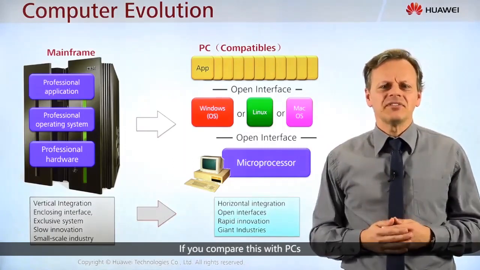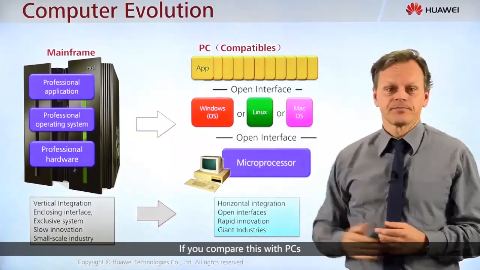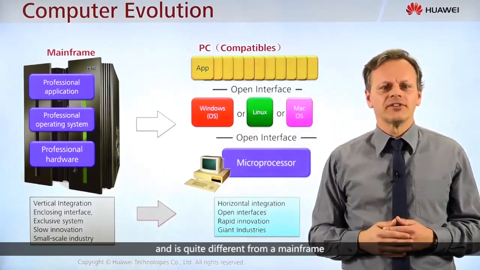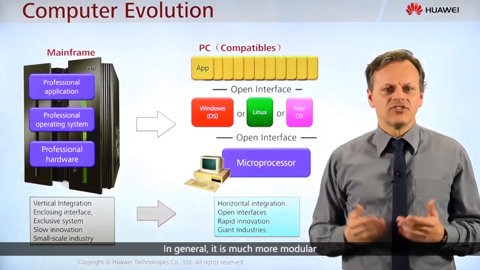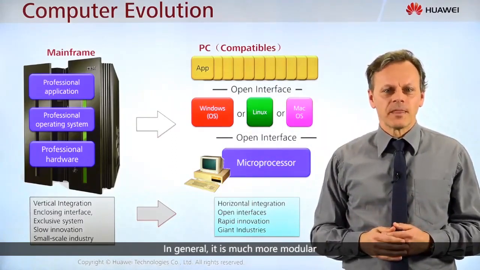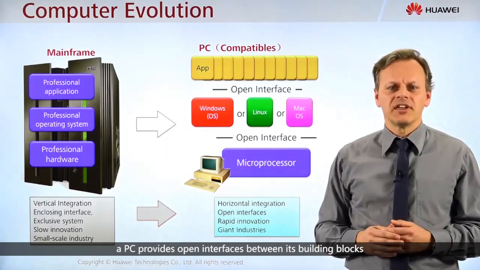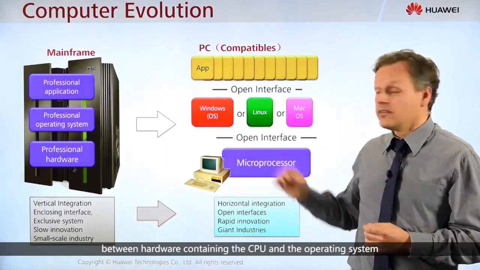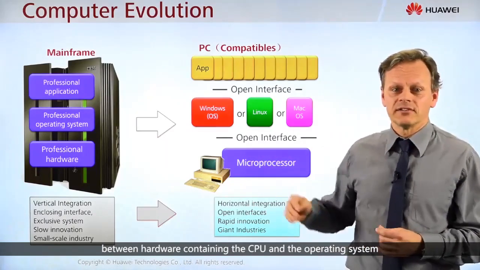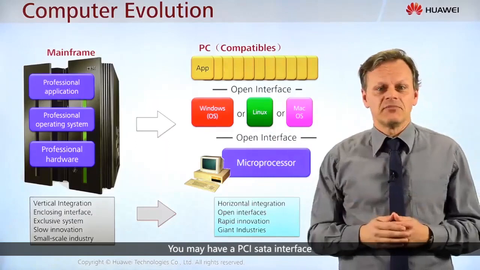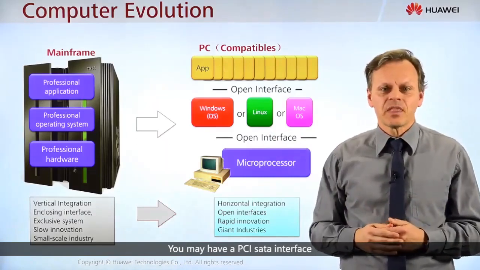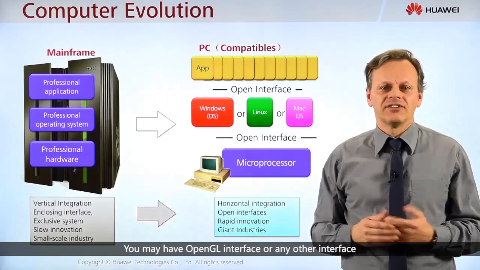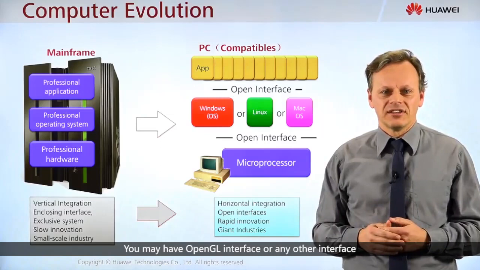If you compare this with PCs, then you see that the architecture has strongly changed and is quite different from a mainframe. In general, it is much more modular. A PC provides open interfaces between its building blocks, between hardware containing the CPU and the operating system. You may have a PCI or a SATA interface. Between the OS and the applications, you may have an OpenGL, a DirectX interface, or any other interface.